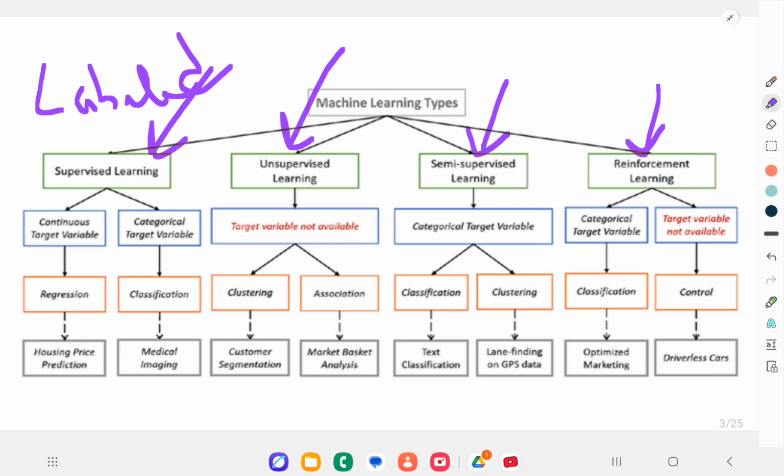And lastly, there is reinforcement learning, which is a very different approach. Here, the machine acts in an environment and learns through trial and error, guided by rewards. Think of recommendation engines that adjust based on what users click. In this course, we'll focus mostly on supervised and unsupervised learning.